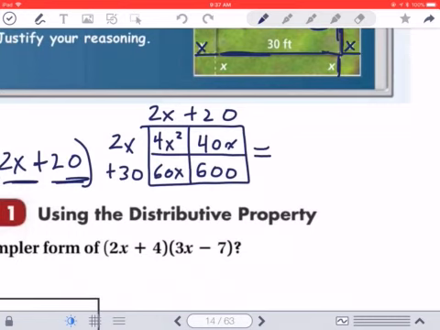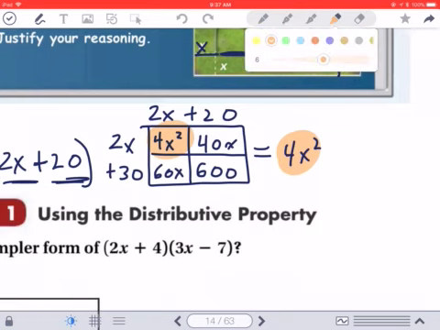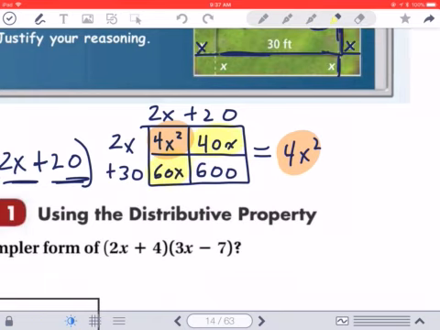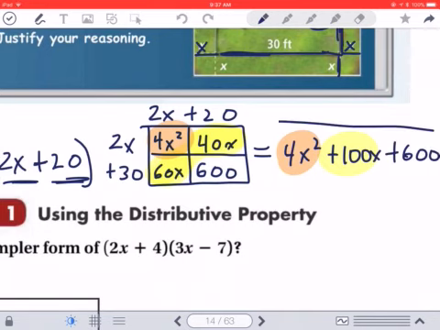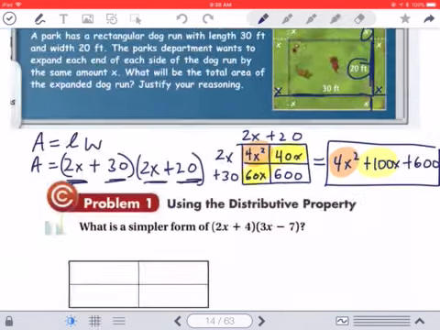And I want to simplify this. So in my box here, I have 4x squared. And then I have like terms. Like terms are usually going to appear diagonal to each other. So 40x and 60x is going to be plus 100x. And then I have plus 600. All right, so the answer to this question right there represents the area, simplified: 4x squared plus 100x plus 600.